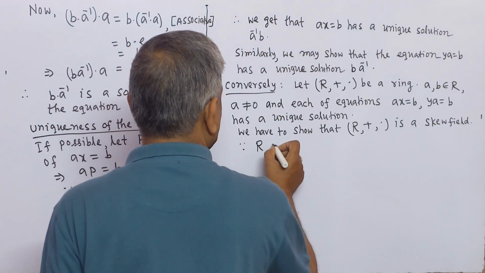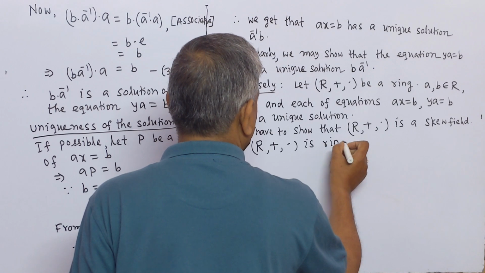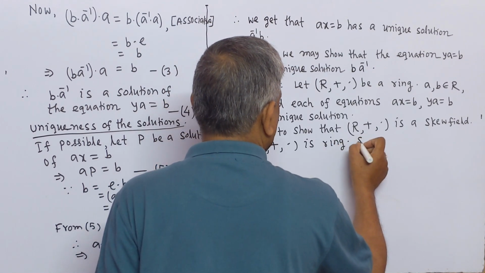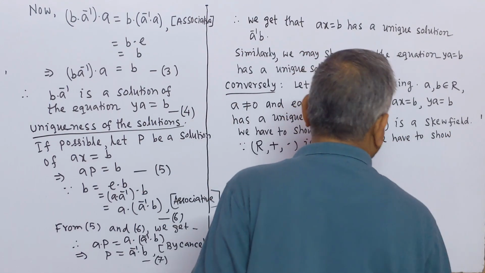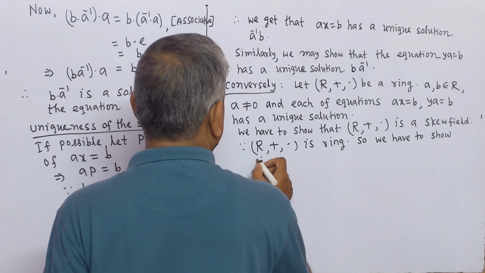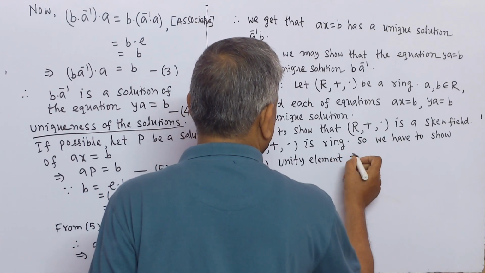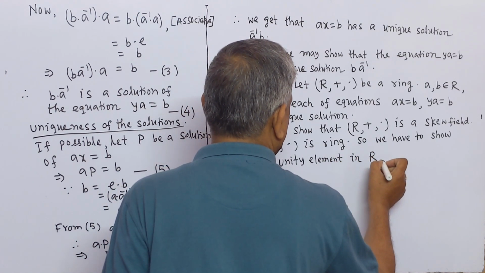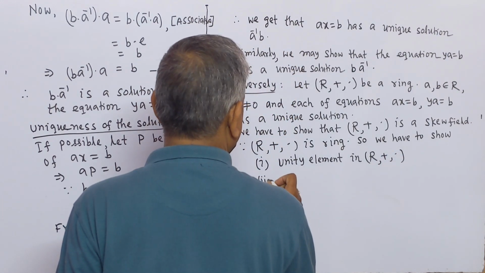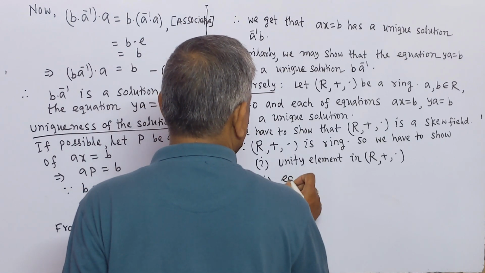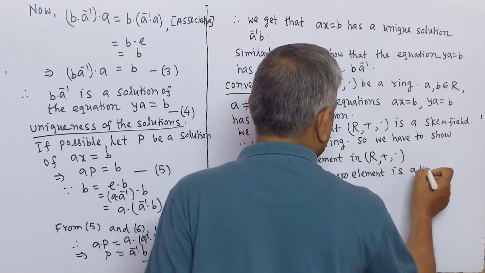Since R with binary composition addition and multiplication is a ring, we have to show that number 1, there is a unity element in ring R. Number 2, each non-zero element is a unit.